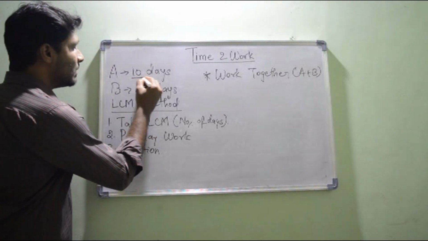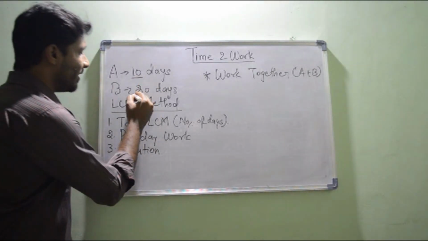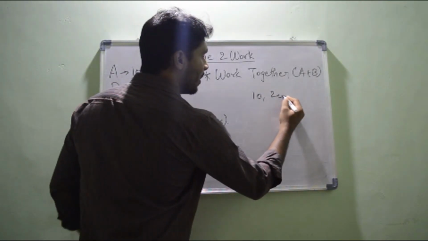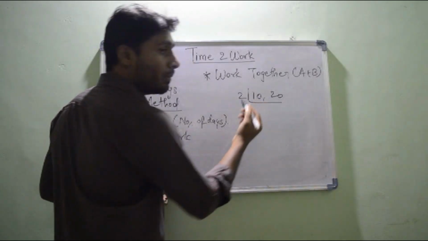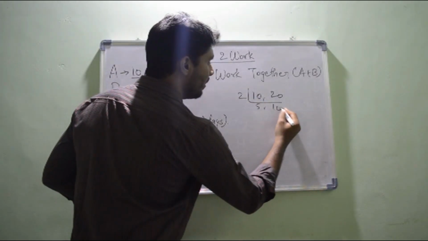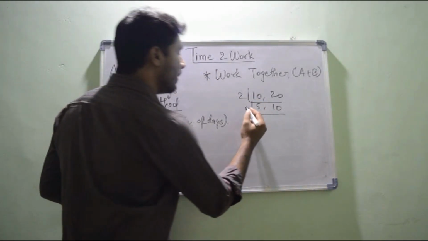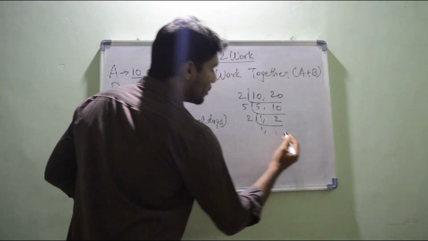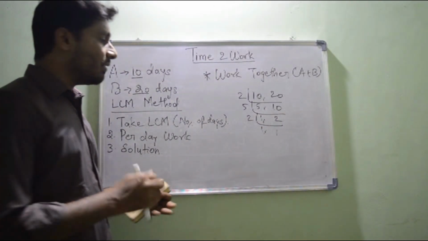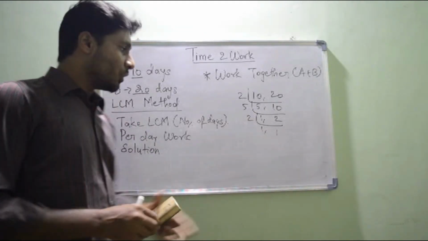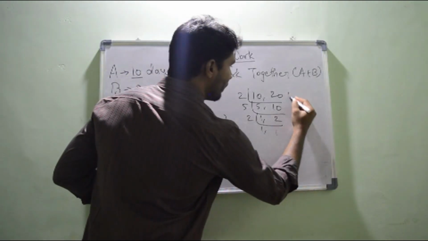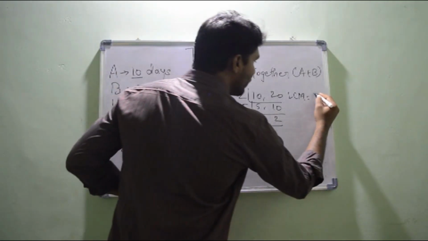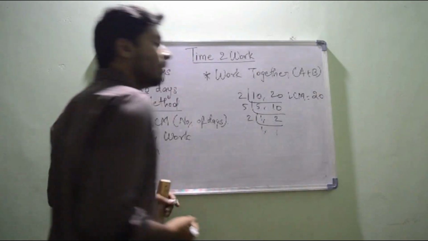Here the values are 10 and 20. 10 is the first number of days and 20 is the second number of days. So simply take the LCM of these 2 numbers. 10 comma 20. I can take 2 as common, it becomes 5 comma 10. Again I can take 5 as common, it becomes 1 comma 2. Again take 2 as common, 1 comma 1. So we do LCM until we get 1 comma 1 at the end. So here the LCM value is 20.